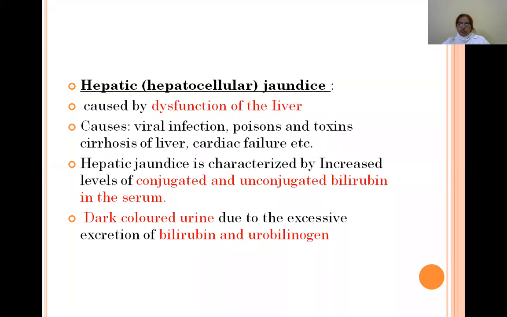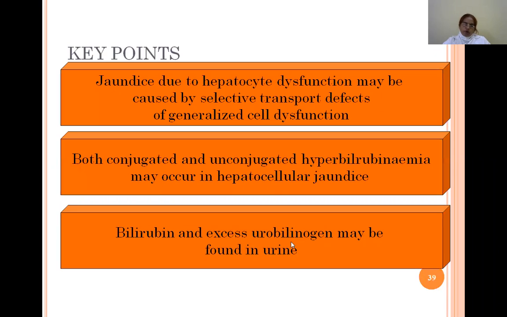But in hepatic jaundice, both conjugated and unconjugated bilirubin levels are increased. There is dark colored feces, and dark colored urine due to the excessive excretion of bilirubin and urobilinogen. See the key points: both conjugated and unconjugated hyperbilirubinemia may occur in hepatocellular jaundice. Bilirubin and excess urobilinogen may be found in urine.